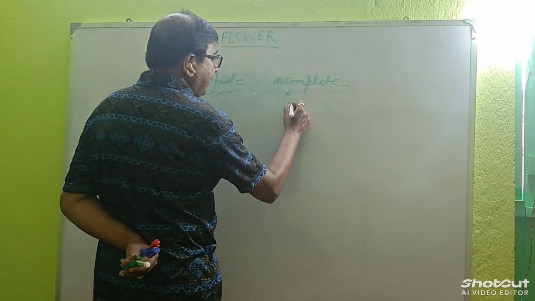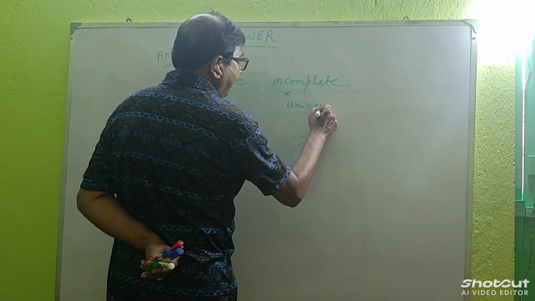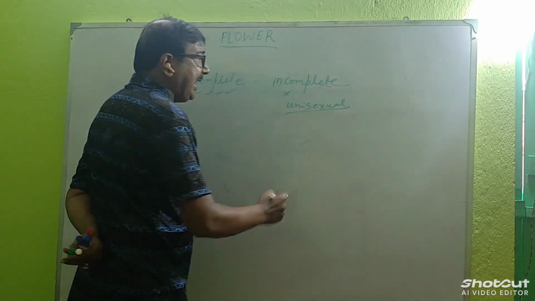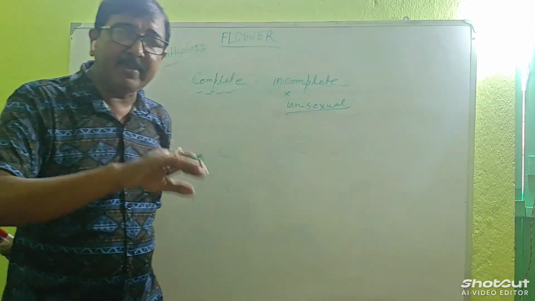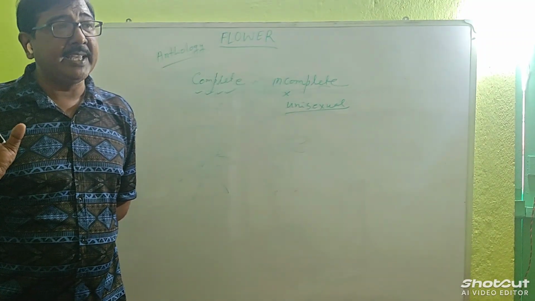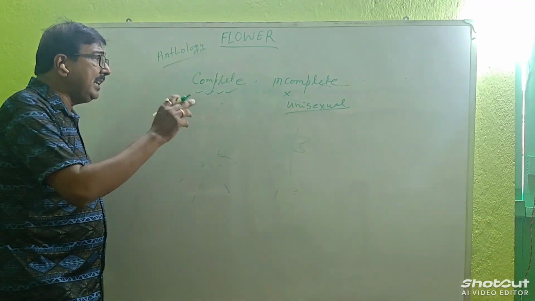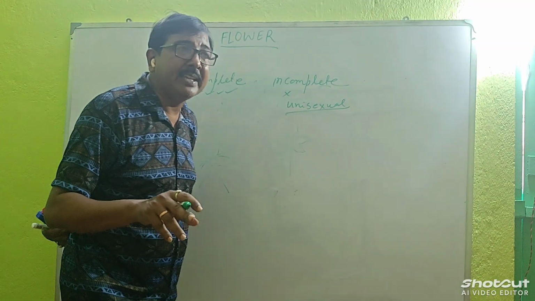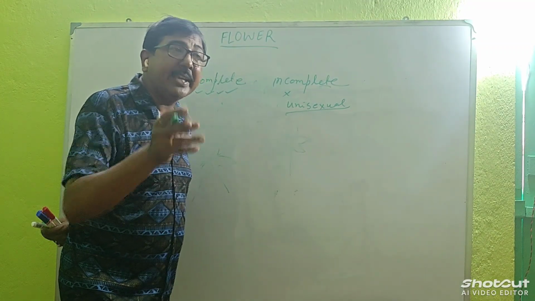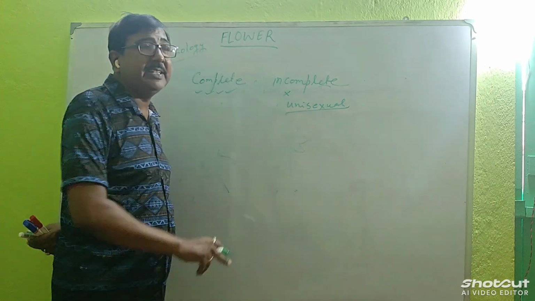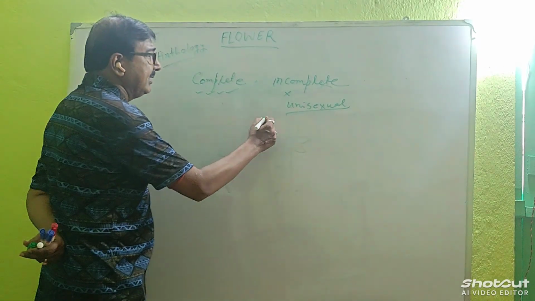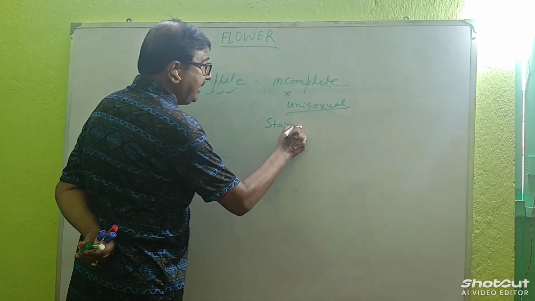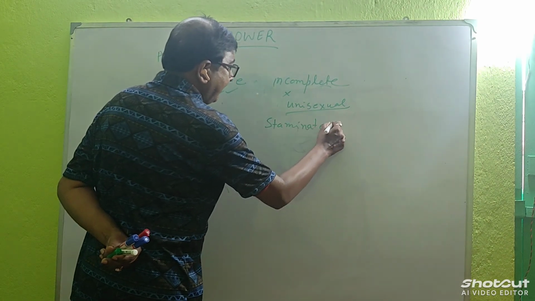And incomplete flower we can say unisexual flower also. Unisexual means any part, either androecium or gynoecium, means any male part or female part is absent. If only stamen is present, understood? If only stamen is present, this flower is called staminate flower.